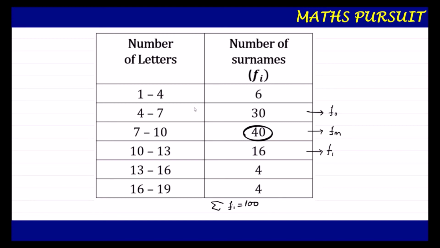Then after identifying the modal frequency, the frequency just before the modal frequency is our F0, and the frequency after the modal frequency is our F1. Now, after finding the modal frequency, we can also find the lower limit of the class. The class that represents the modal frequency is the class we are going to consider. Against this modal frequency, the class interval is 7 to 10. So we are going to consider the lower limit as 7.